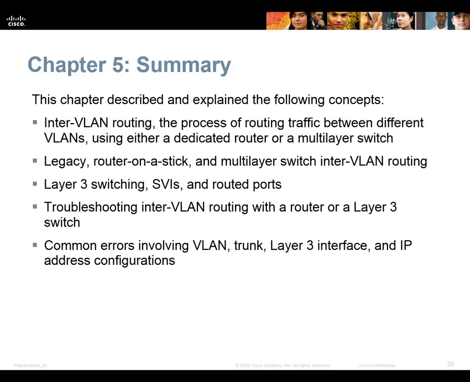So that is kind of a rundown of Chapter 5. We talked about inter-VLAN routing, the 3 types: legacy, router on a stick, and multilayer switch inter-VLAN routing. Layer 3 switching, we talked a little bit about troubleshooting and some common errors.